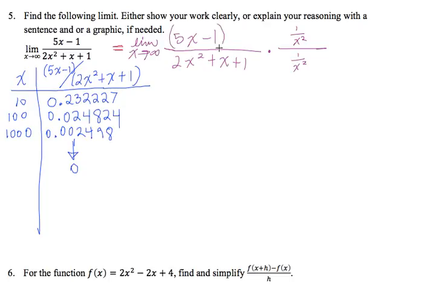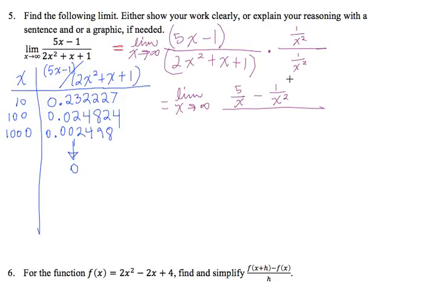And then we'll distribute that out over the numerator and over the denominator. So when we do 5x squared, let's copy the limit first. Limit as x goes to infinity. Now 5x times 1 over x squared simplifies to 5 over x because one of your x's cancels. Then negative 1 times 1 over x squared is negative 1 over x squared.